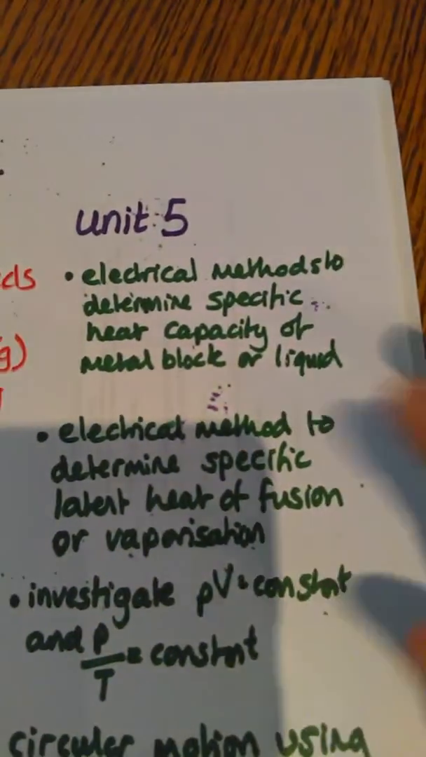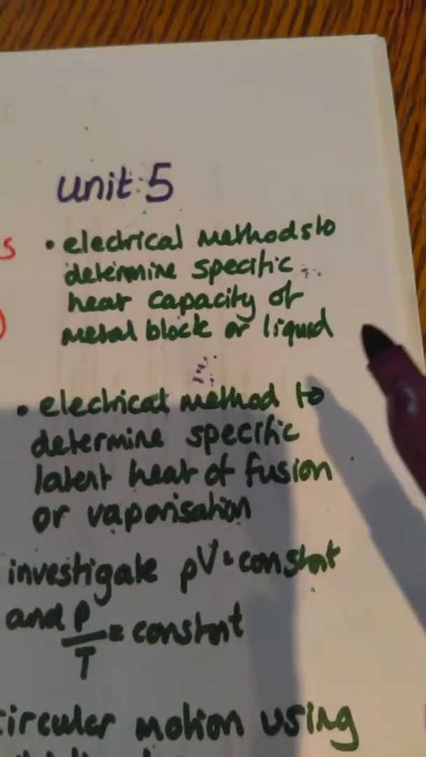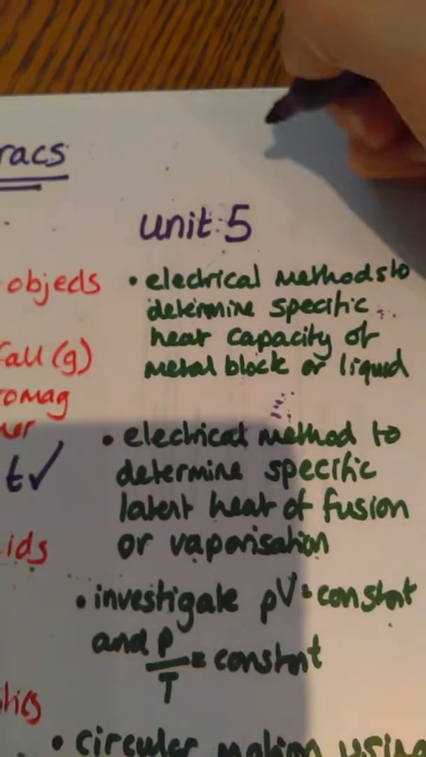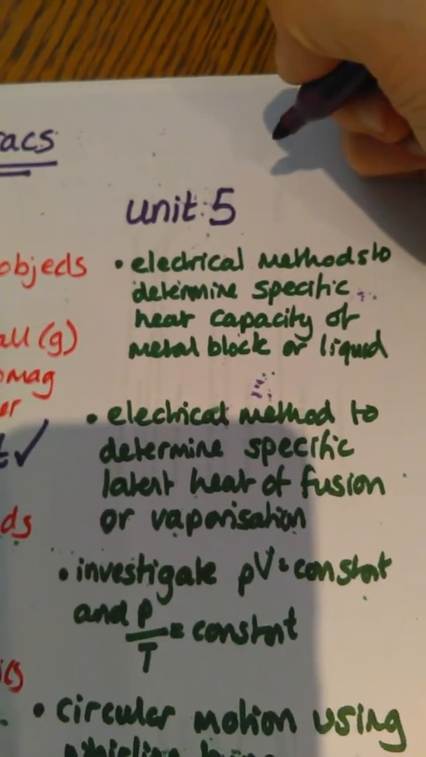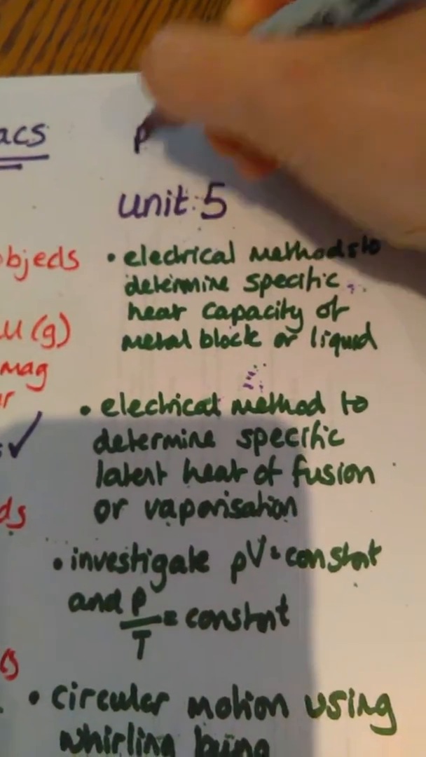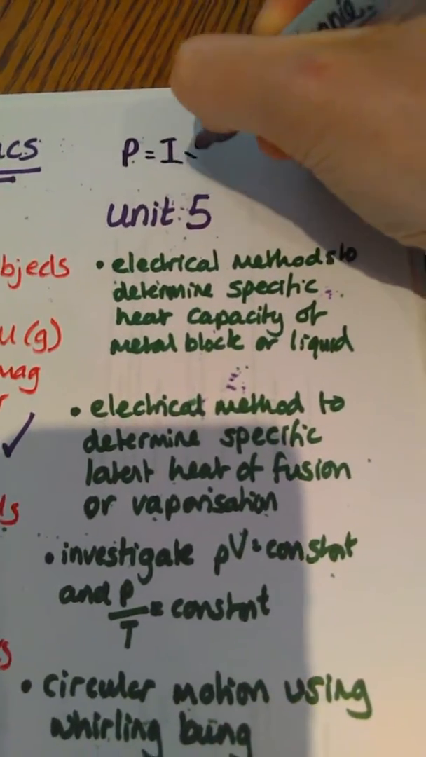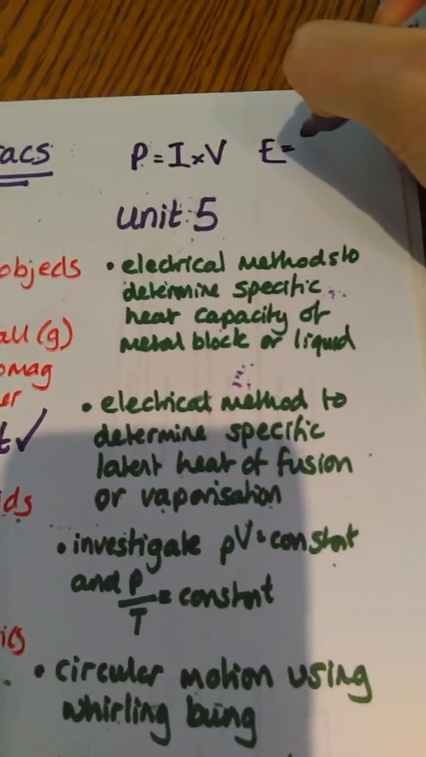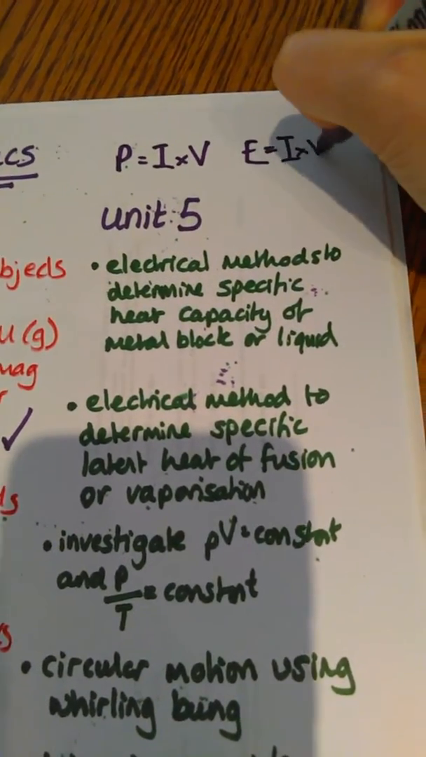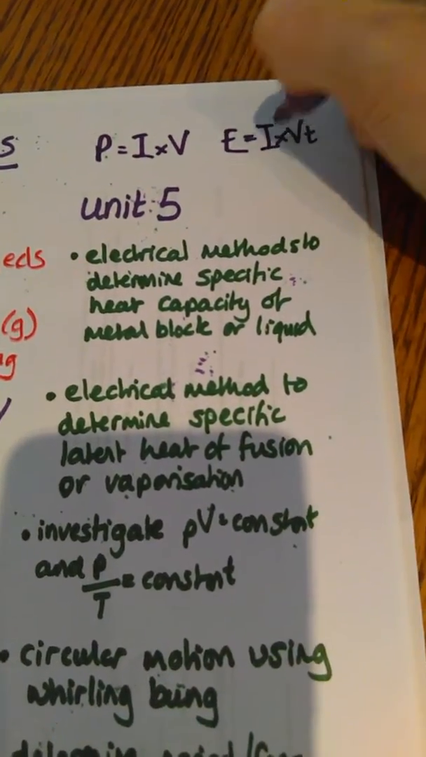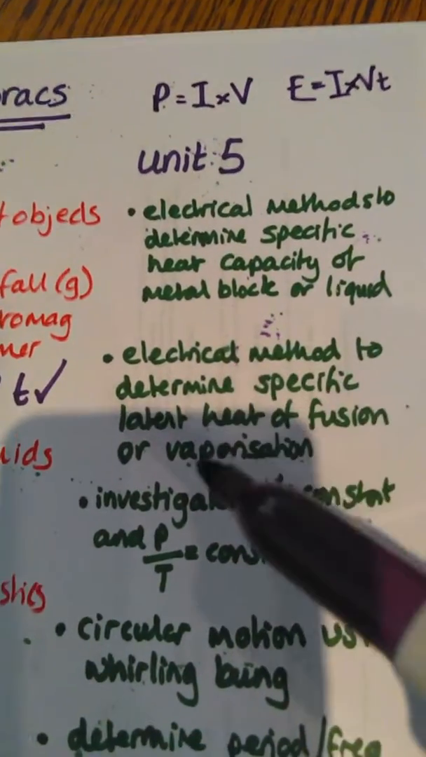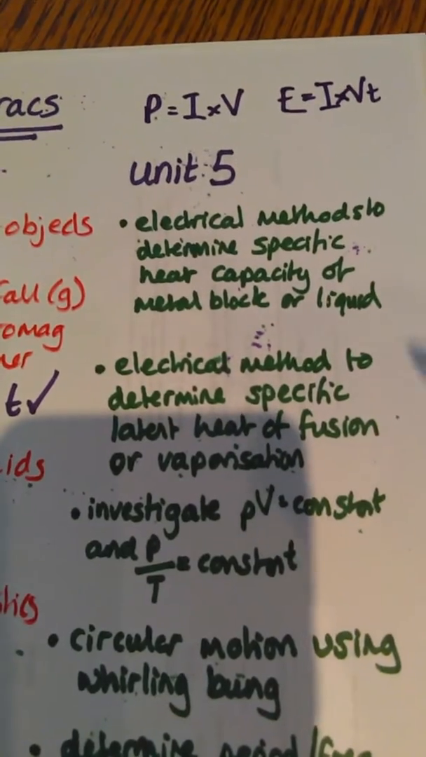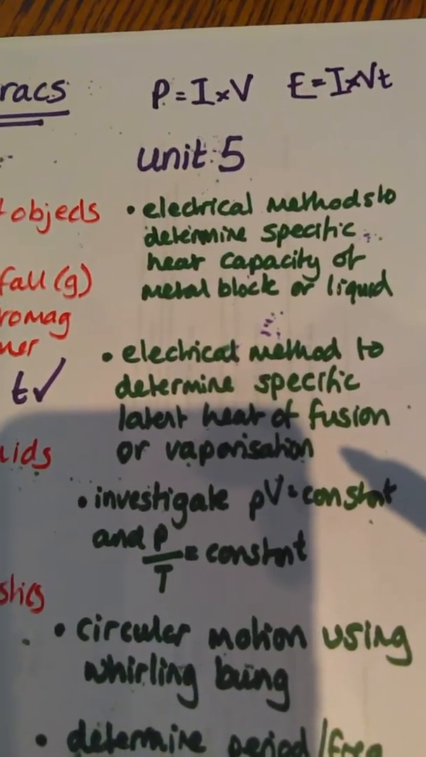Okay, Unit 5. It's specific heat capacity and specific latent heat is the first set. So remember, that's supplying some heat using a heater. You find the power of the heater by doing I times V. You then find the energy supplied by the heater because you times that by the time that it's been on for. Okay, so have a look through those two. Make sure that you know them. Make sure you can say what you're going to measure and all of the different analysis for it.